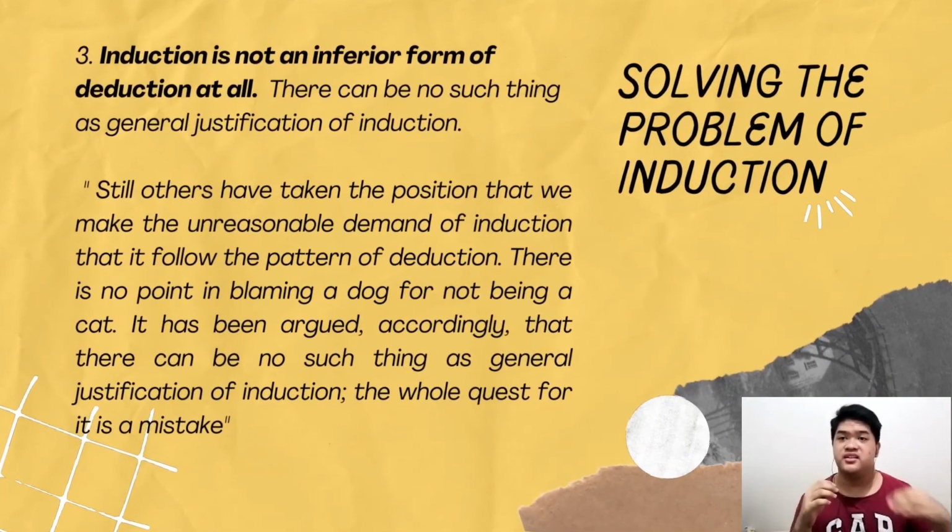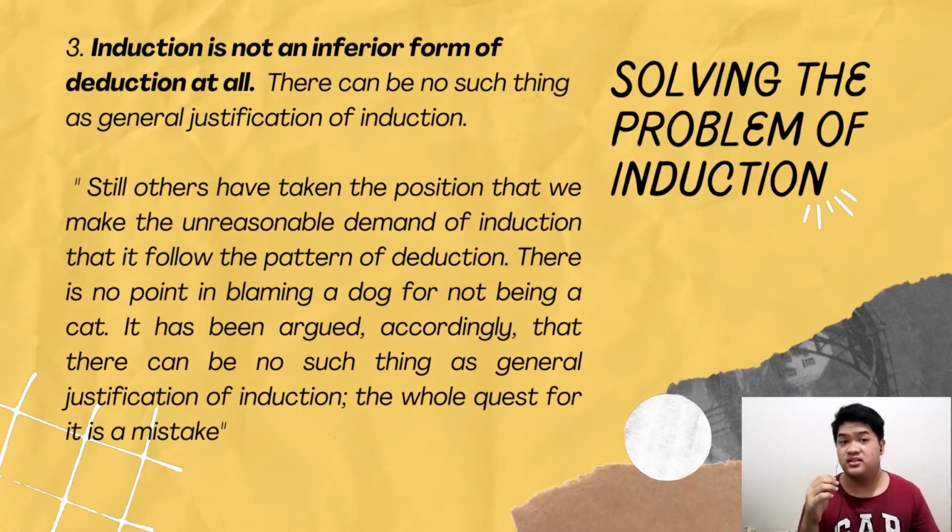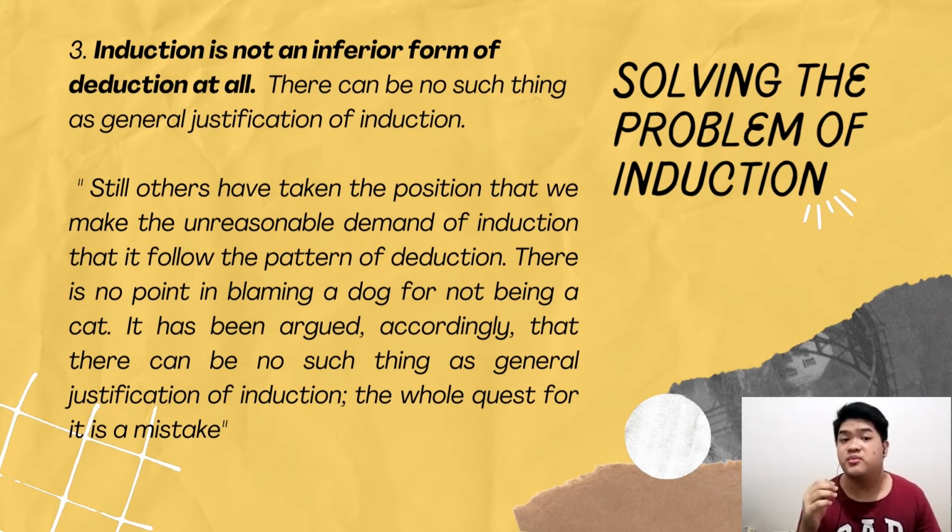So after all of this discussion, maybe the answer is that induction is not deduction at all. Therefore, it's not an inferior form of deduction, and there is no general justification for induction. So this solution is actually saying that the problem is a mistake. There is actually no problem with induction because others are just trying to be unreasonable and demand for induction to fit in the box of deduction. And in the first place, it's not even deduction at all.